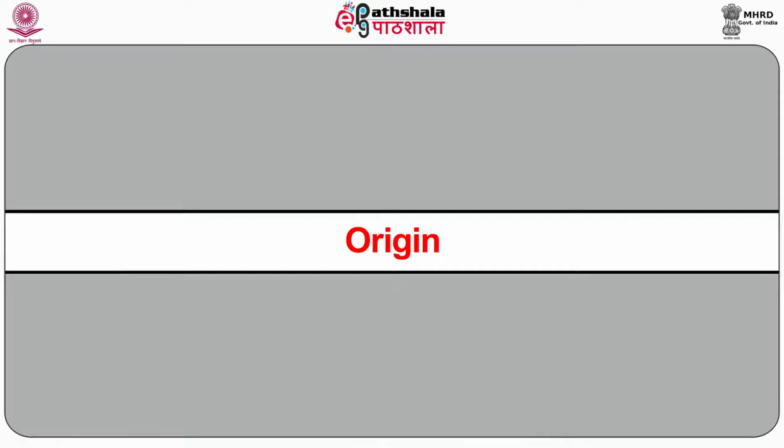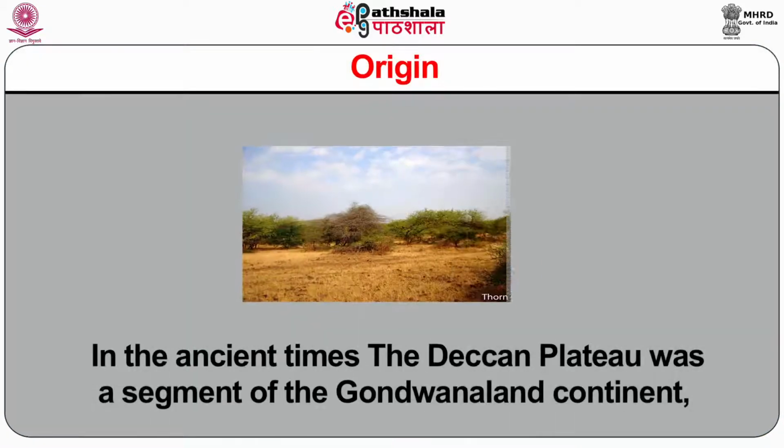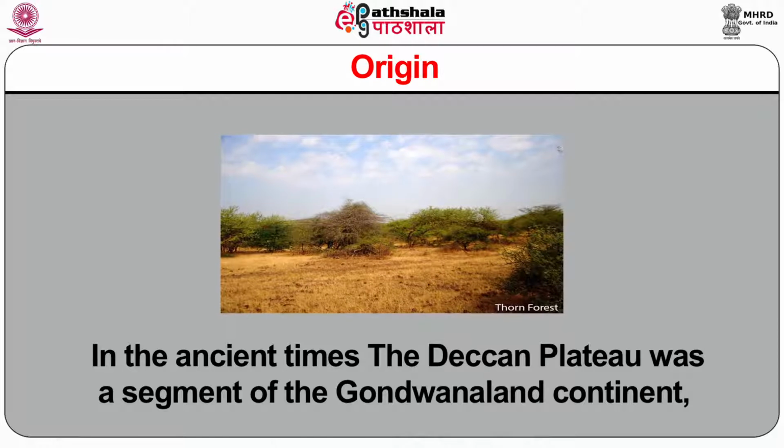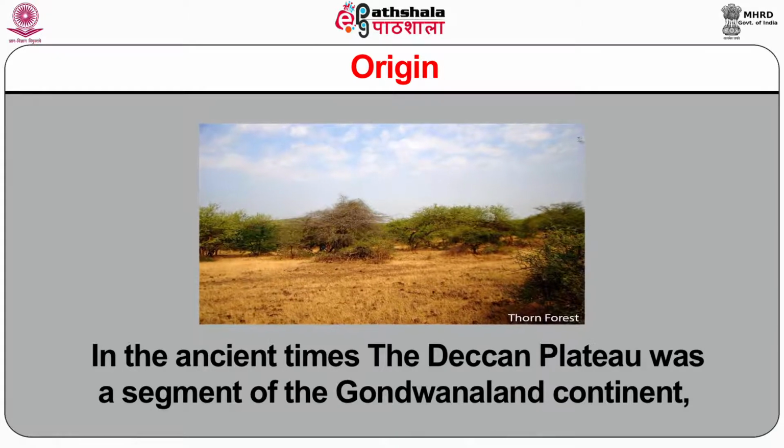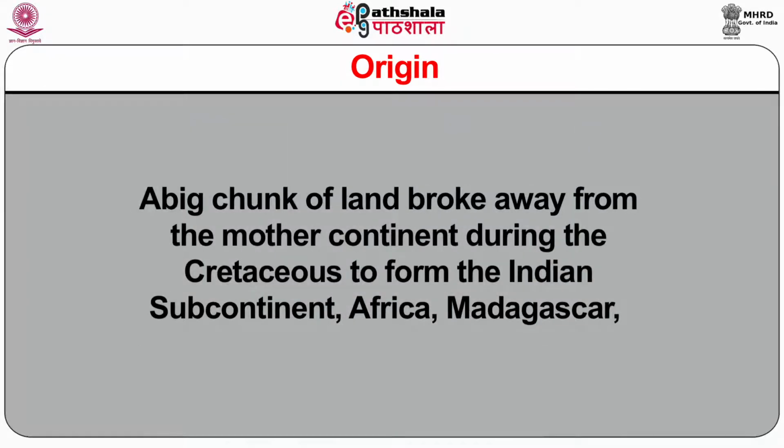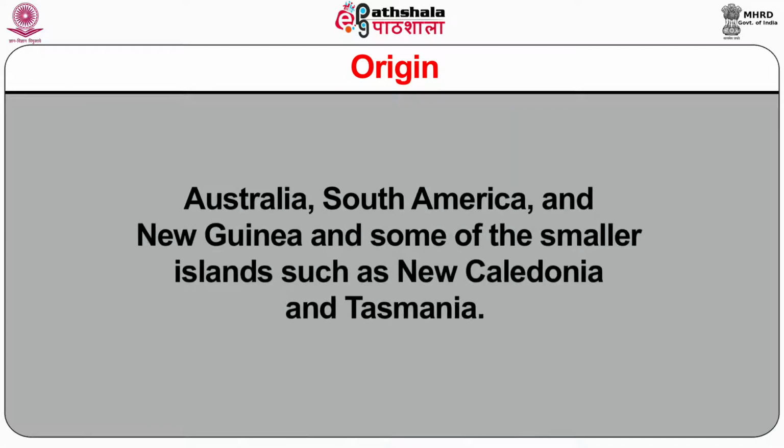Origin. In ancient times, the Deccan Plateau was a segment of the Gondwana land continent. A big chunk of land broke away from the mother continent during the Cretaceous to form the Indian subcontinent, Africa, Madagascar, Australia, South America, New Zealand, and some of the smaller islands such as New Caledonia and Tasmania.